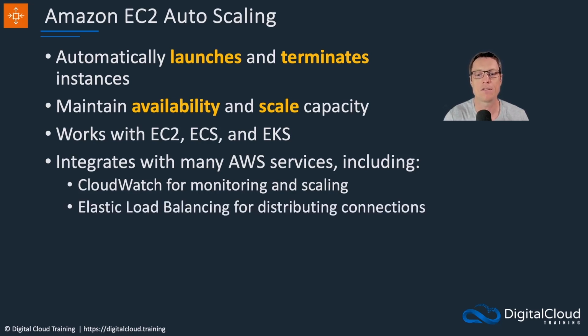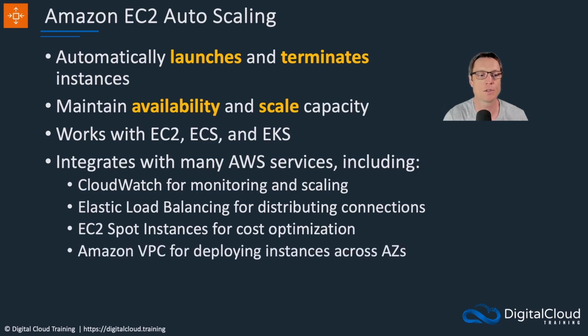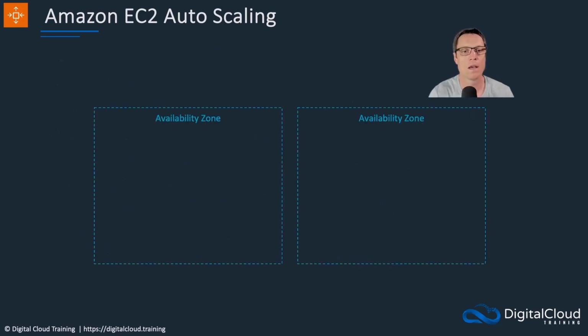We've got elastic load balancing for distribution of connections. If you're automatically scaling your instances, so autoscaling is adding instances to the deployment, then you want to make sure that the load balancer knows about that so that it can send incoming connections. So there's an integration there between the ASG, the autoscaling group, and the load balancer. And EC2 spot instances for cost optimization. Amazon VPC, of course, because we want the EC2 autoscaling group to deploy the instances within a VPC and across availability zones. So let's have a look at what it looks like in a nice diagram here.